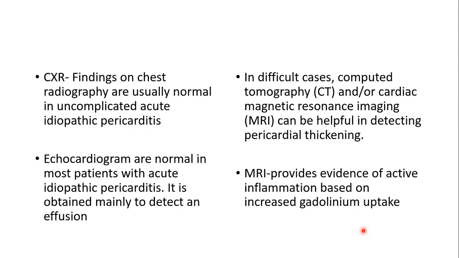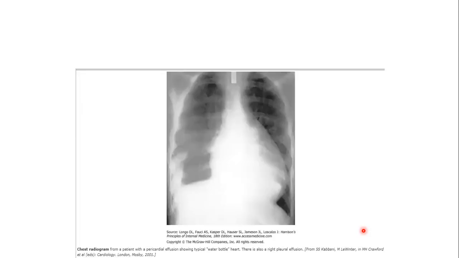And the CT and MRI are also very important just to look out for pericardial thickening. MRI provides evidence of active inflammation based on increased gadolinium uptake. Okay, so this is the chest X-ray of the patient.